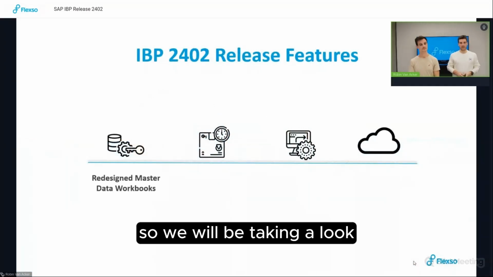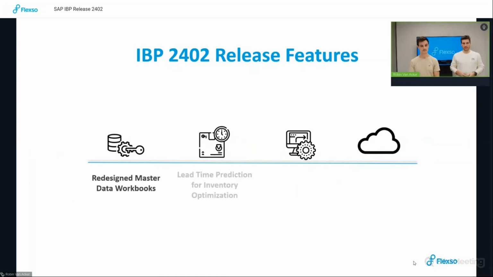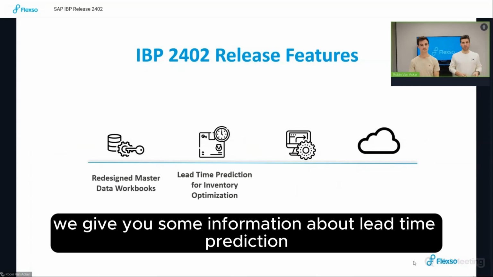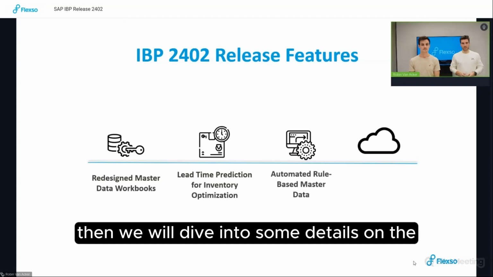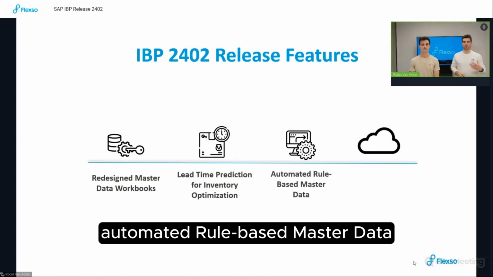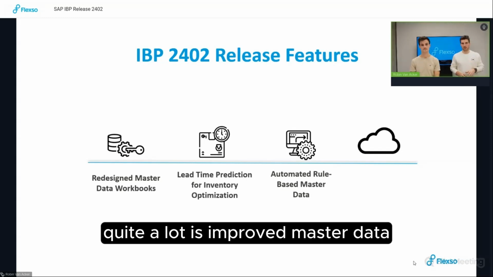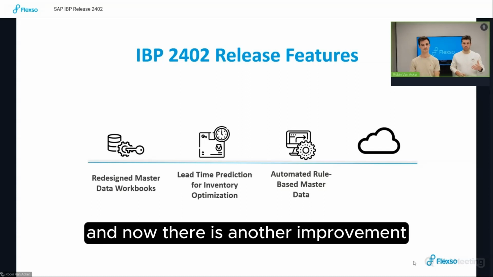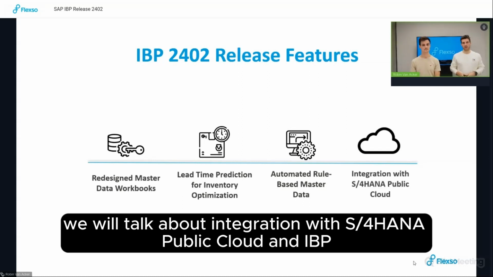So we will be taking a look first of all at the redesigned master data workbooks. Next to that, we give you some information about lead time prediction, especially for inventory optimization, for example. Then we will dive into some details on the automated rule-based master data. So the topic on which IBP has been focusing already quite a lot is improved master data. And there is another improvement. And then finally, we will talk about the integration with S/4HANA Public Cloud and IBP.